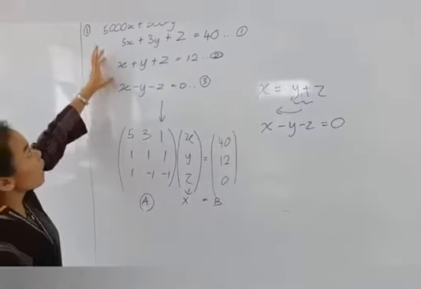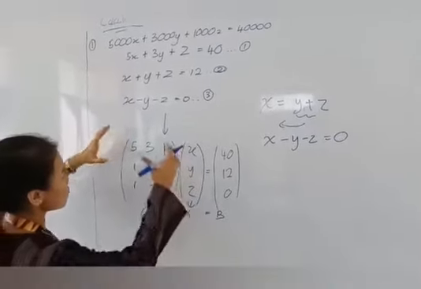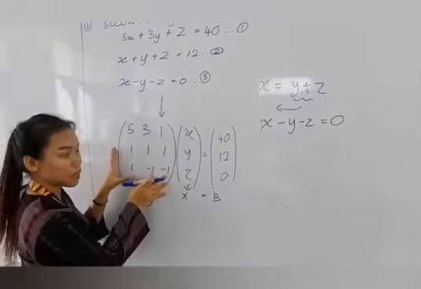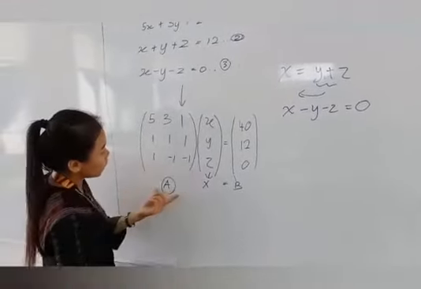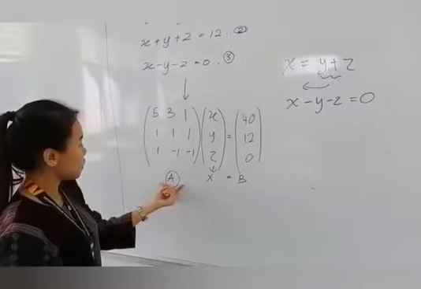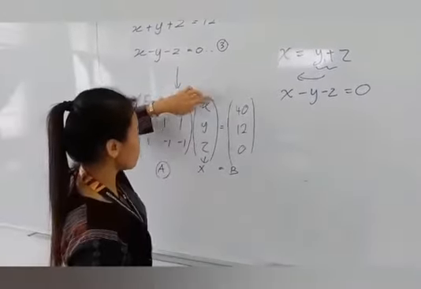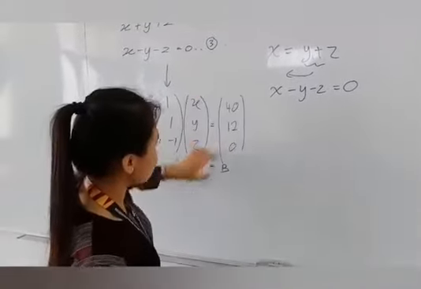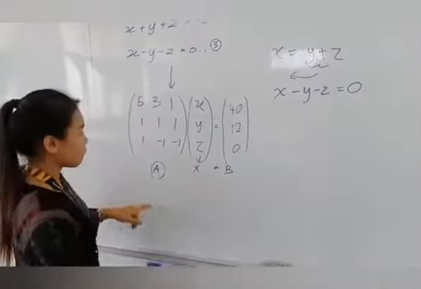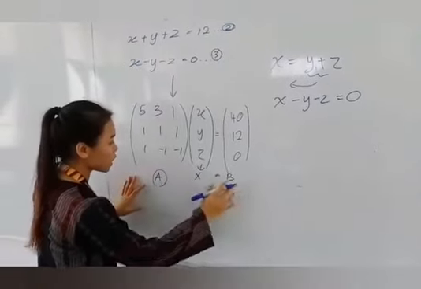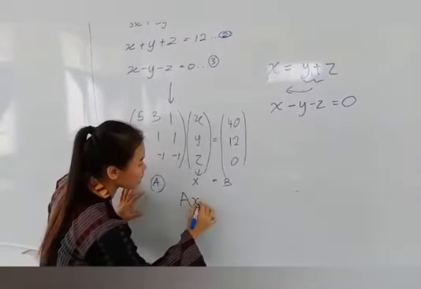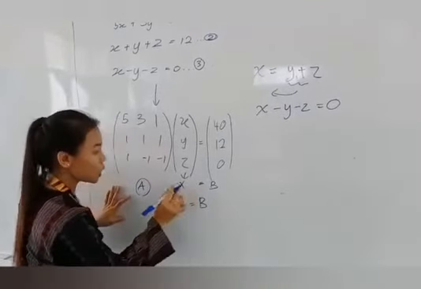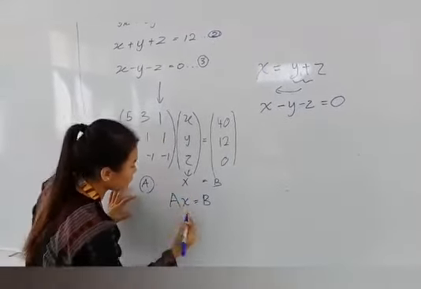And then with these equations, we form them into matrix form. This matrix we assume as A, this one we assume as x, and this one we assume as B. From this equation, we get that Ax equals B. So what we need to find is the value of x.